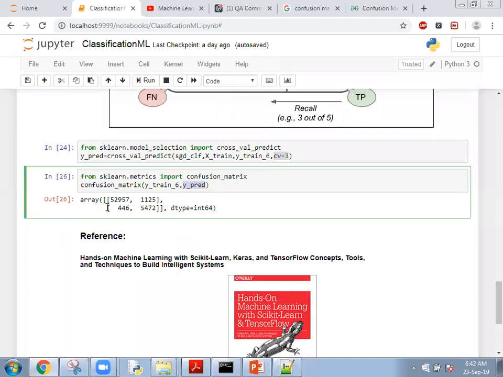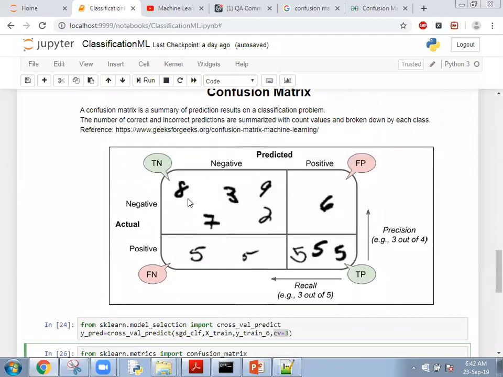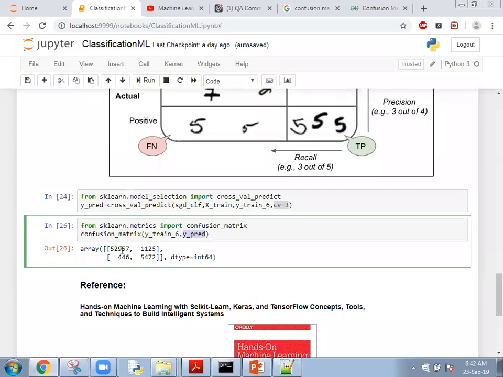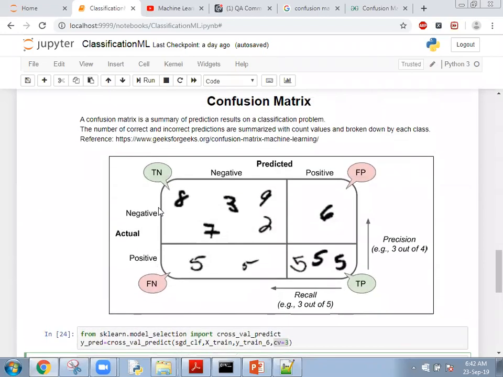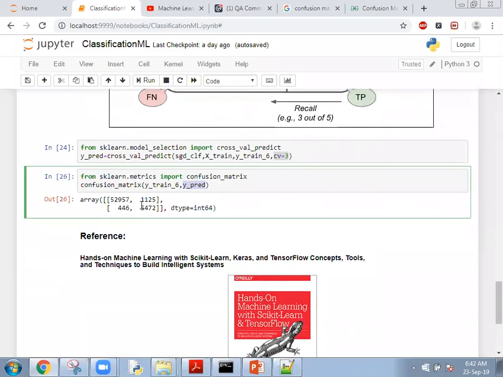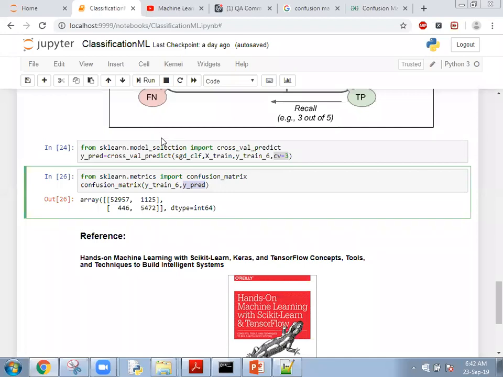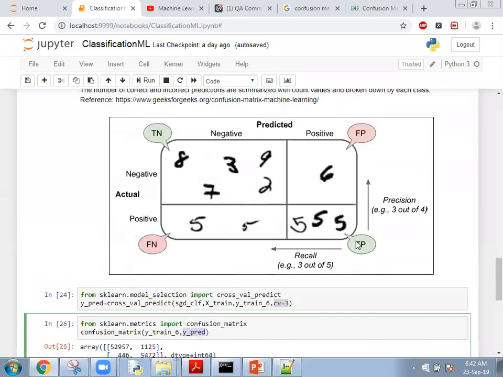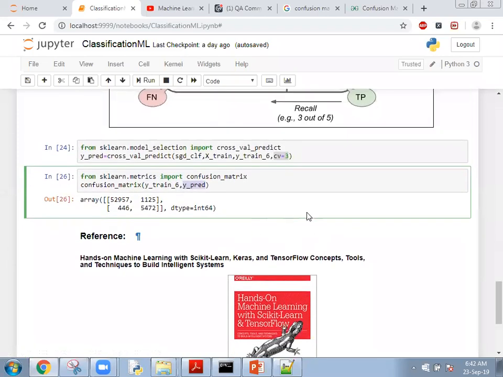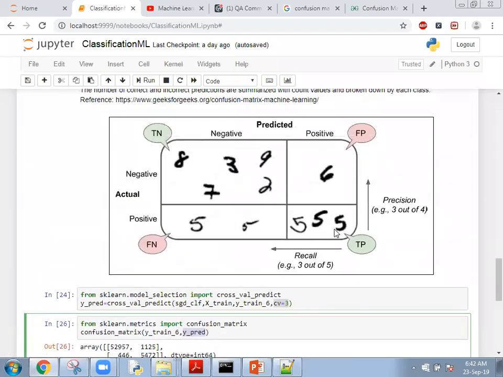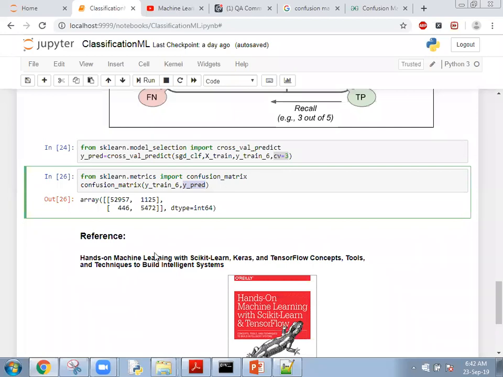Here you can see the array of values, similar to our confusion matrix. You can see 52,957, which is nothing but our TN, and 1125 will be our FP, and 446 will be our FN, and 5472 will be our TP. Whenever you see that the sum of TN and TP is larger, that means our predictions are more accurate.